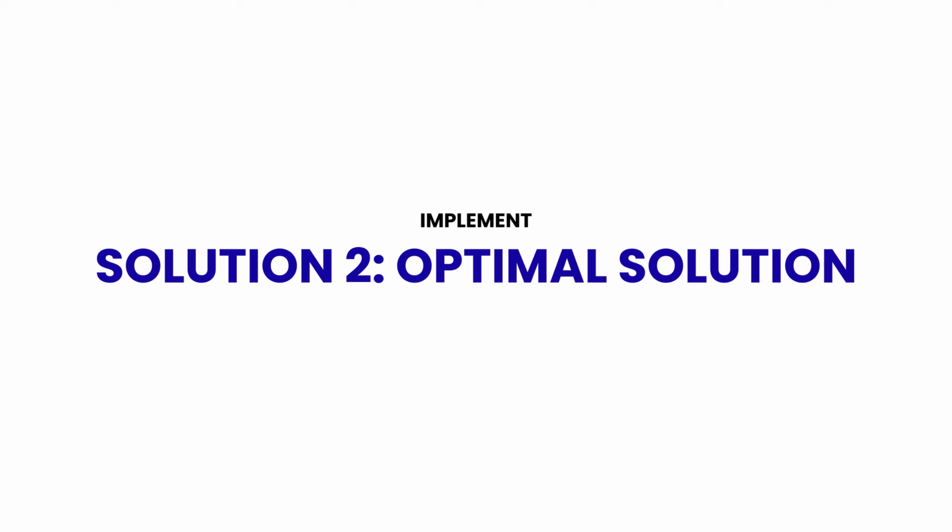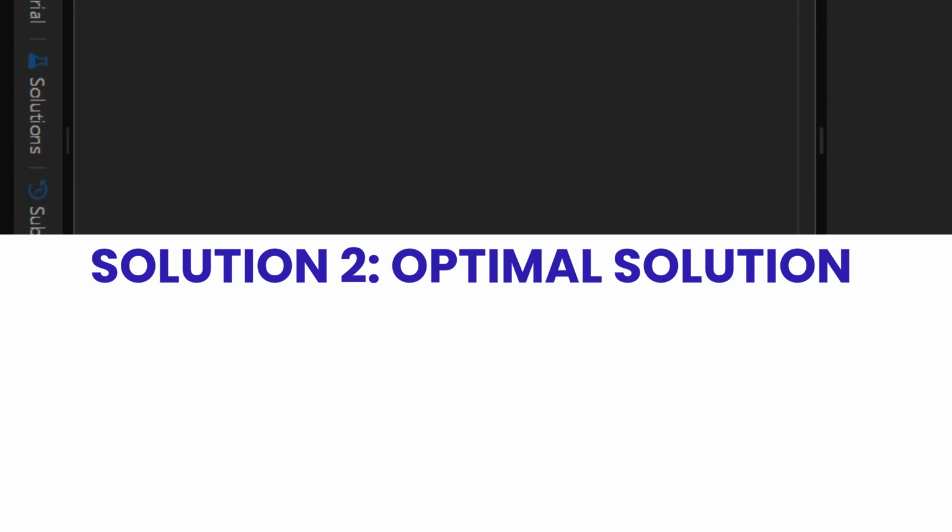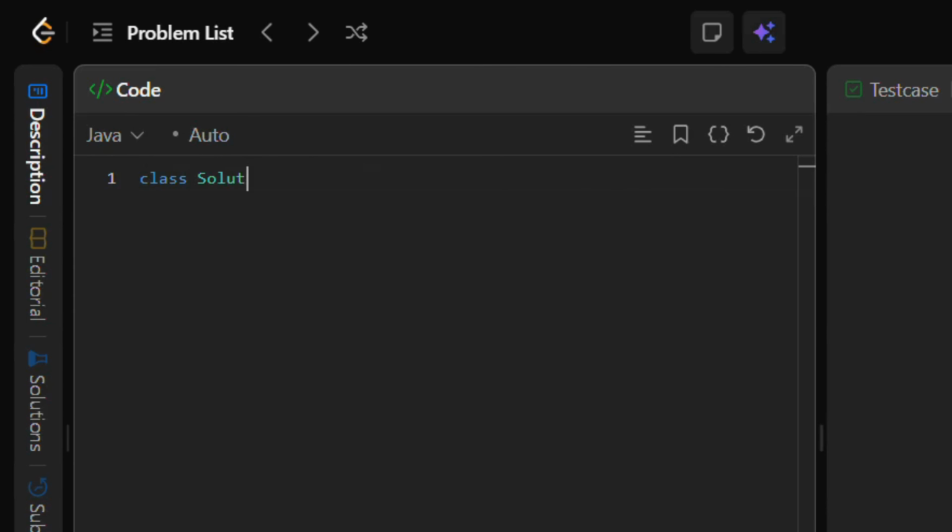Now let us try another implement approach using solution 2. We begin by defining our solution class. This is the container that will hold the logic we are about to walk through. Then we declare the max profit method. It receives an array of daily stock prices.